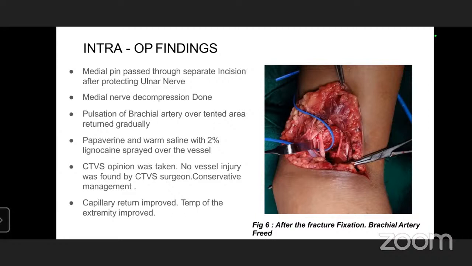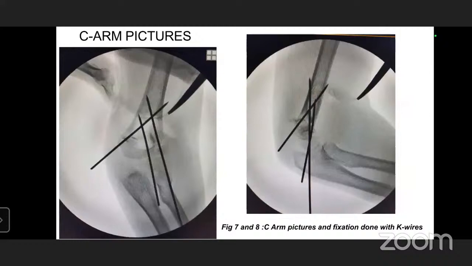We also took the opinion of a CTVS surgeon, and they said that no vessel injury was noted by them. So they advised conservative management from their side. And after that, on the table, the capillary return improved. The temperature of the extremity improved. These are the post-op pictures. As you can see, we fixed the fracture with K-wires, 2 lateral and 1 medial.